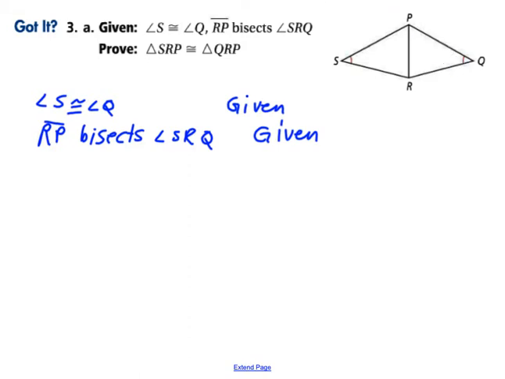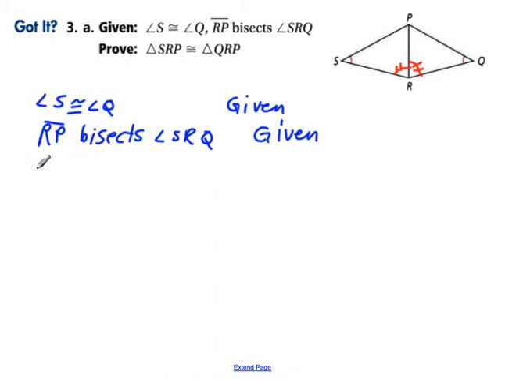Well, the definition of a bisector, if it bisects the angle, that means that the angle is split exactly in two equal parts. So then we're going to have this angle right here. We'll put two little hash marks on that one. Is congruent to this angle here. And that also gets two little hash marks. So those two angles are congruent. So now we can put that into our proof.